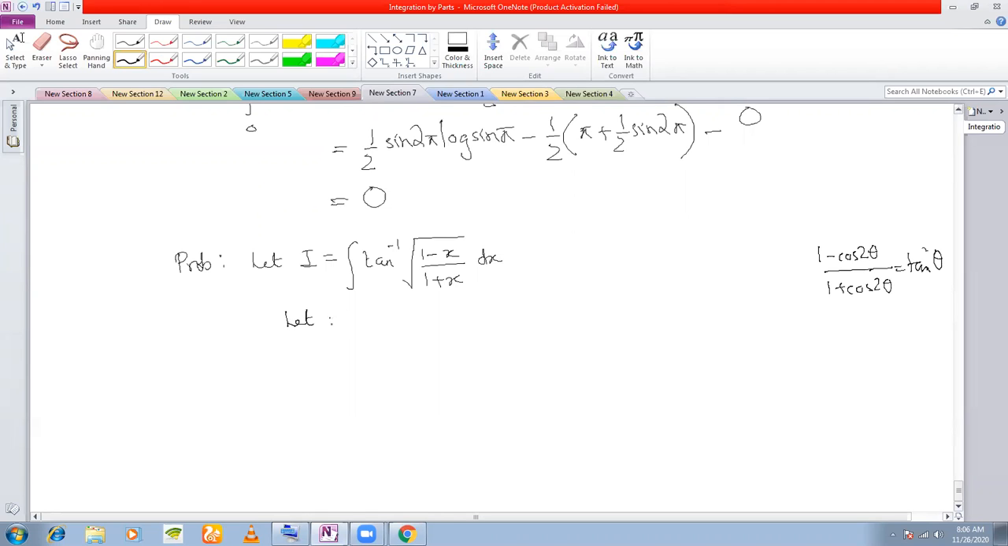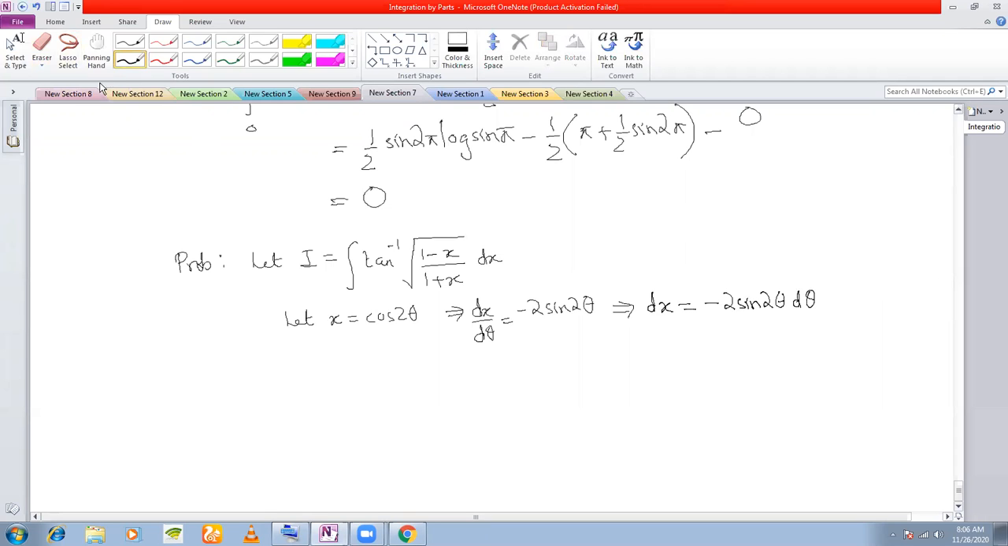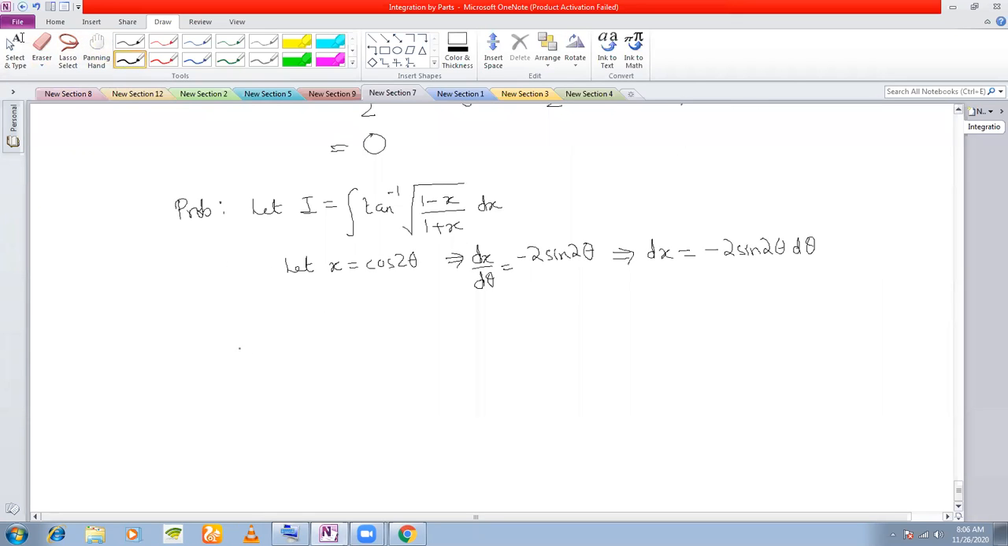So I say let x is equal to cos 2 theta. So what is dx d theta? dx d theta is minus 2 sine 2 theta, right? What is your dx? Dx is minus 2 sine 2 theta d theta, right? This is your dx. So therefore, what should be I?